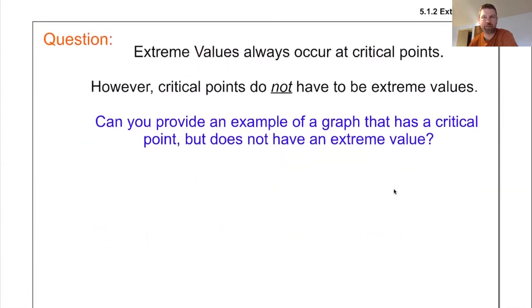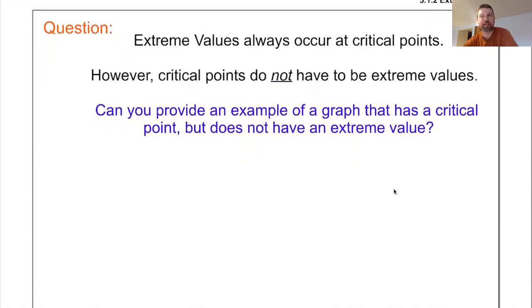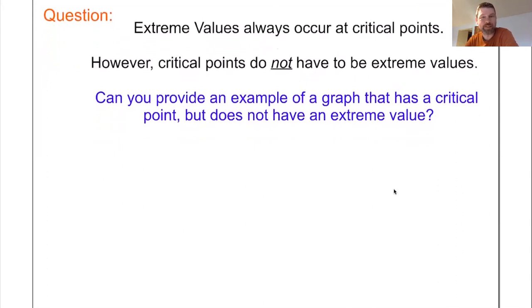Question: extreme values always occur at critical points. However, critical points do not have to be extreme values. Can you provide an example of a graph that has a critical point but is not an extreme value? Again, it'd be a good idea to put the video on pause, see if you can come up with your own example. All right, there's several examples.